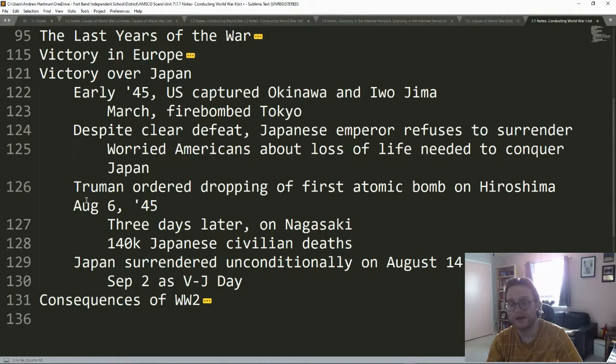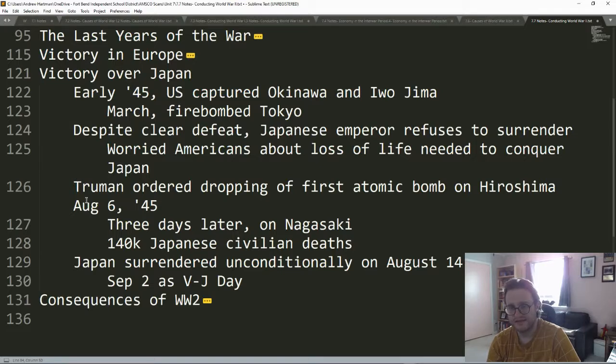The U.S. capture Okinawa and Iwo Jima off the coast of Japan, which allows them to launch air raids into Japan, including the firebombing of Tokyo, which is a very, very bad event. But the Japanese refuse to surrender. Part of the mentality of the Japanese at this point is to never surrender, even in the battles, right? Which makes fighting the Japanese very, very tough because they will not surrender.